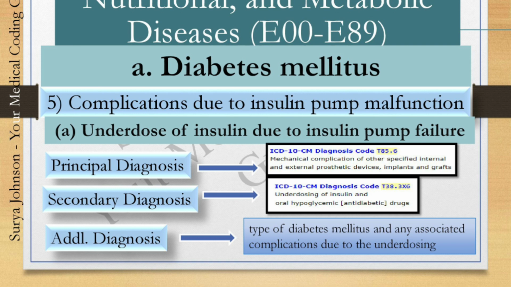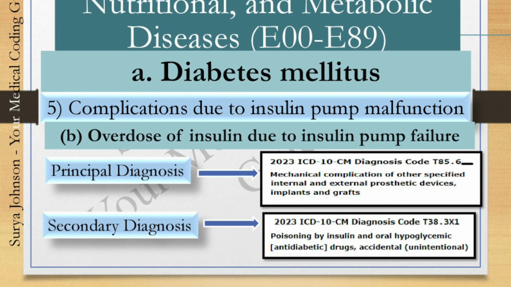The next one here we have the B, overdose of insulin due to insulin pump failure. In this scenario, the principal diagnosis will be T85.6 series, which is the mechanical complication of other specified internal and external prosthetic devices, implants and grafts. Then followed by the secondary diagnosis T38.3x1, which is poisoning by insulin and oral hypoglycemic anti-diabetic drugs, accidental, unintentional.